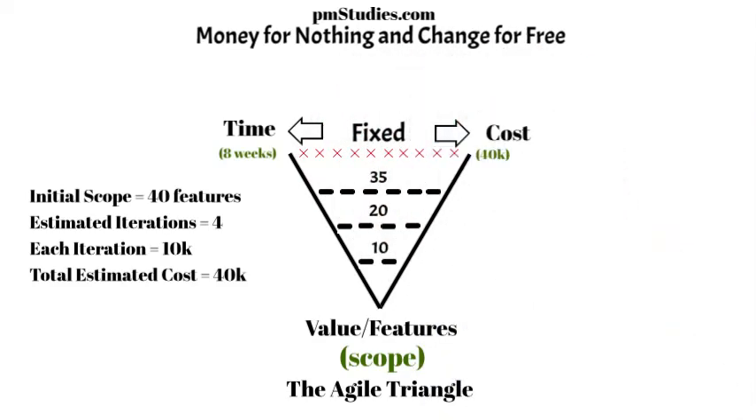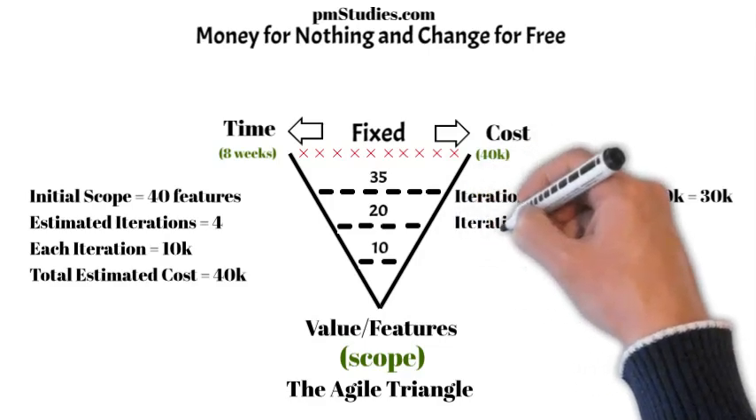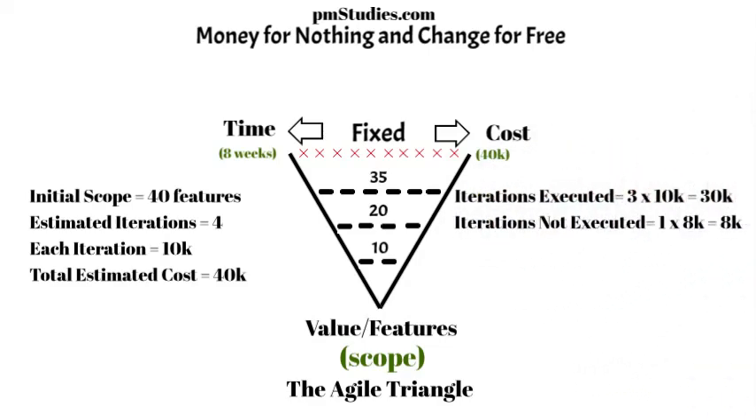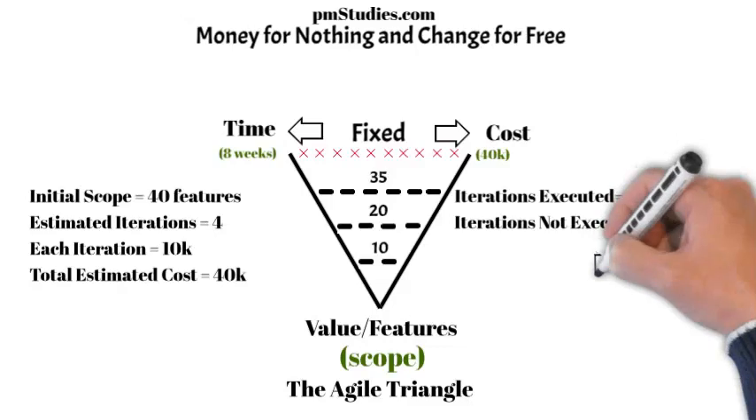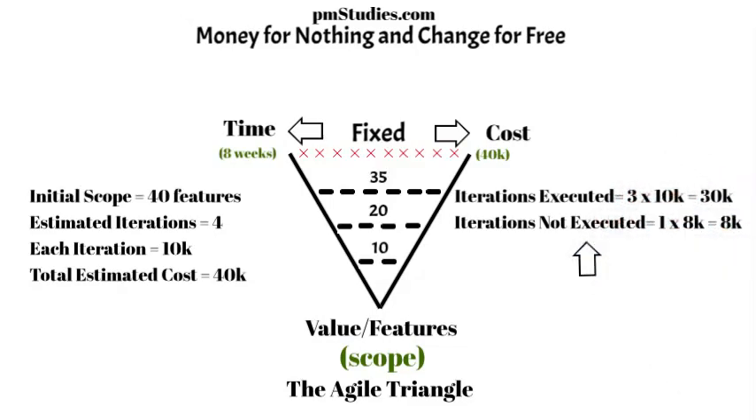Under the money for nothing and change for free contract that was agreed upon for this project, the vendor is entitled to 80% of the cost for any unrequired iteration. Since each iteration cost $10,000, the vendor receives $30,000 for the 3 completed iterations, plus an additional $8,000 for the iteration that was not executed. Thus, vendor receives money for work that is not done, thereby exemplifying the money for nothing clause.